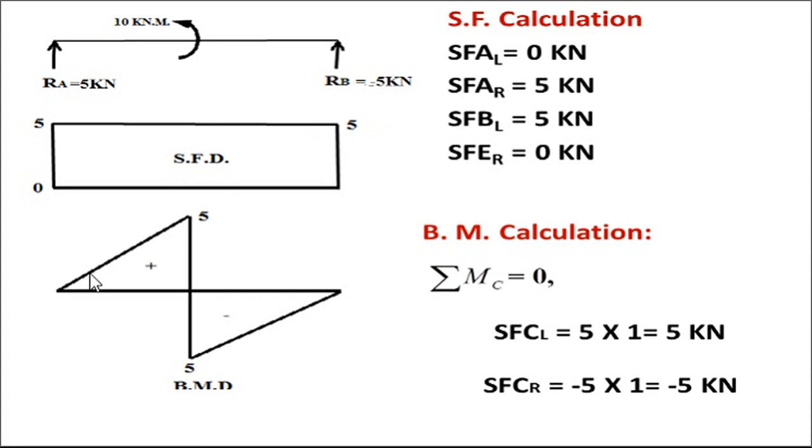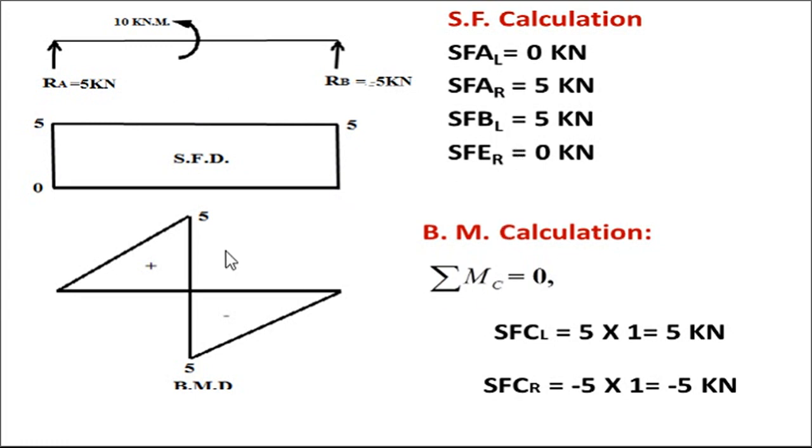And after that you have to take moment about point A or point B. But whenever you are showing shear force magnitudes, you must show it like this: shear force to the left of A is 0, to the right of A is 5, shear force at B to the right is 0.